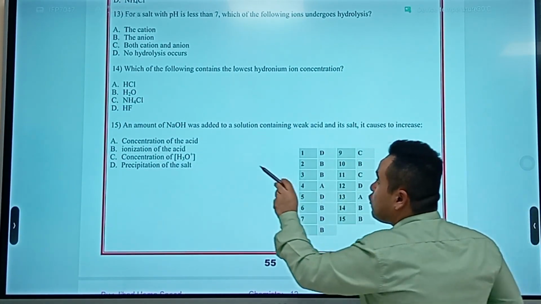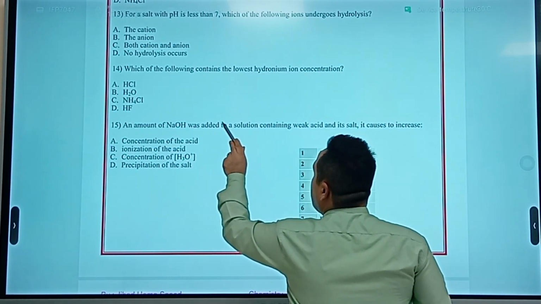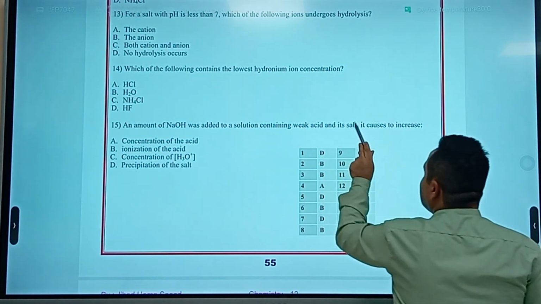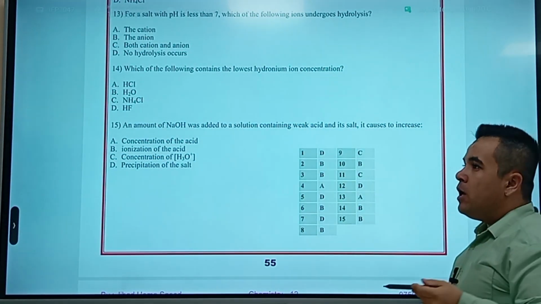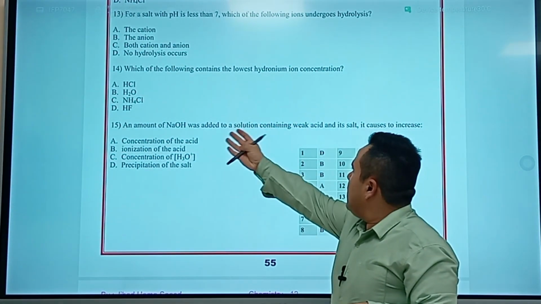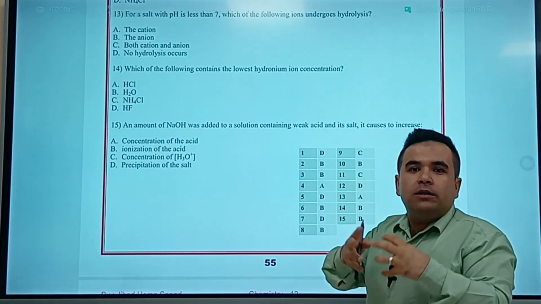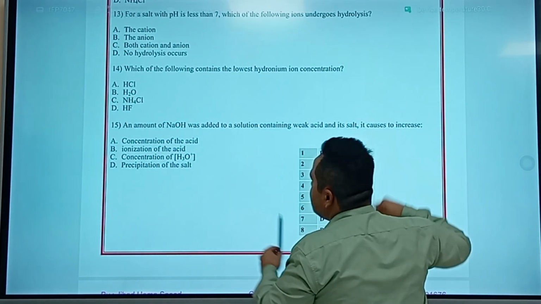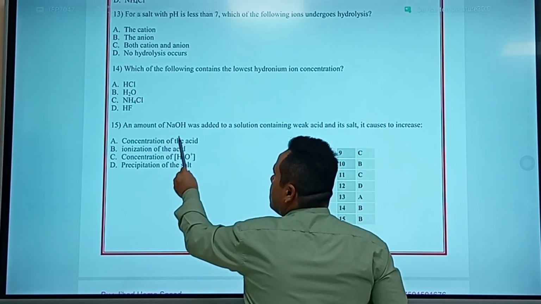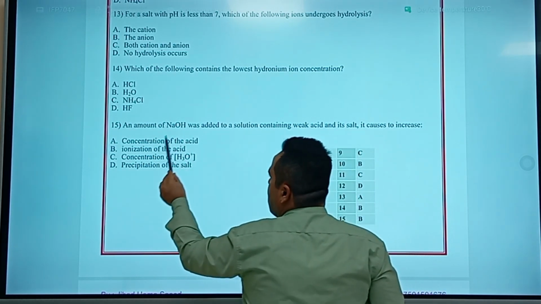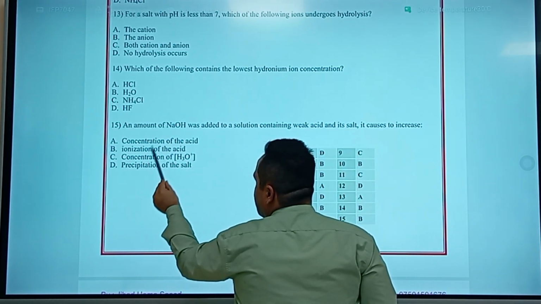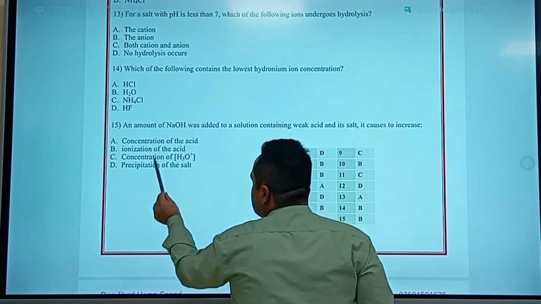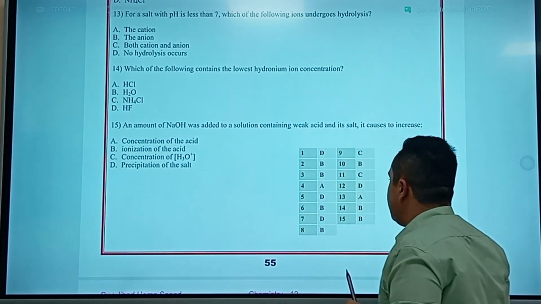Guys, the last question, an amount of NaOH was added to a solution containing a weak acid and its salt. This is a buffer. Base added to the weak acid, they are different, so the forward will be favored. Increased concentration of the acid, no, it consumes the acid. Ionization of the acid, yes. Increased concentration of hydrogen, no. Precipitation, no. So B is the correct answer.